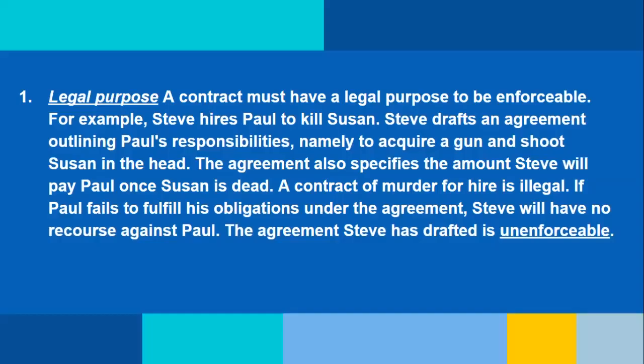Legal purpose. The contract must have a legal purpose to be enforceable. For example, Steve hires Paul to kill Susan. Steve drafts an agreement outlining Paul's responsibilities, namely to acquire a gun and shoot Susan in the head. The agreement also specifies the amount Steve will pay Paul once Susan is dead. A contract of murder for hire is illegal. If Paul fails to fulfill his obligations under the agreement, Steve will have no recourse against Paul. The agreement Steve has drafted is unenforceable.